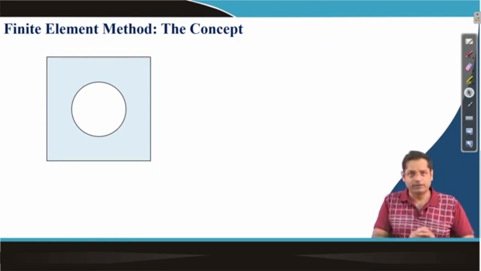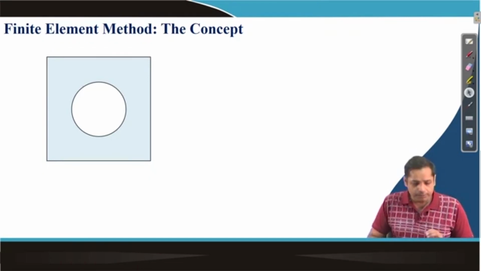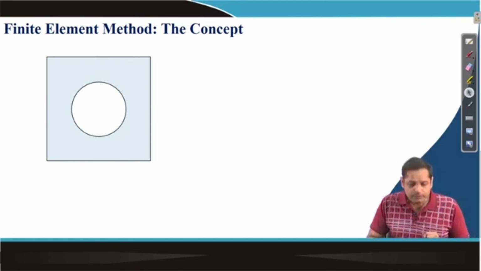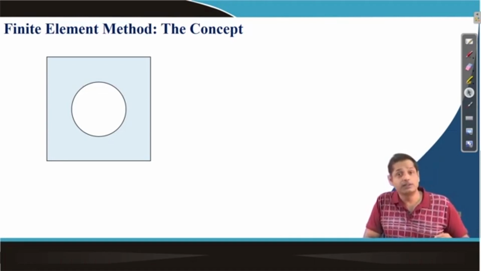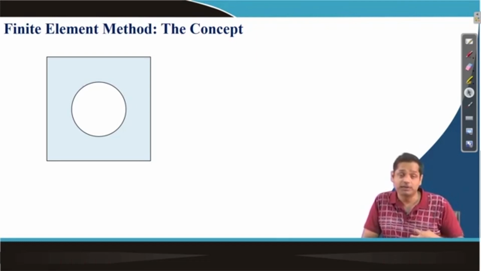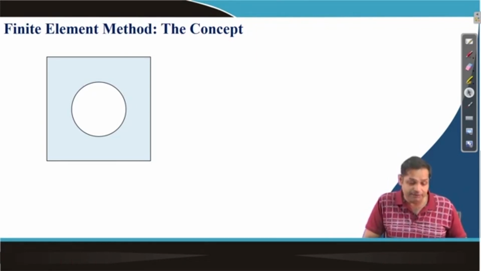Now, this is our actual system. Okay, now this is an idealized system. Now, what we did in the examples, once we have an idealized system, we divided the entire system into small subsystems, the entire domain into small subdomains. Okay, let us divide this.